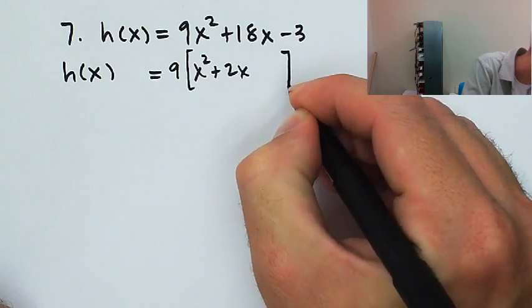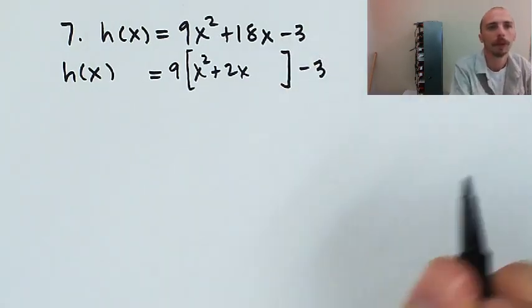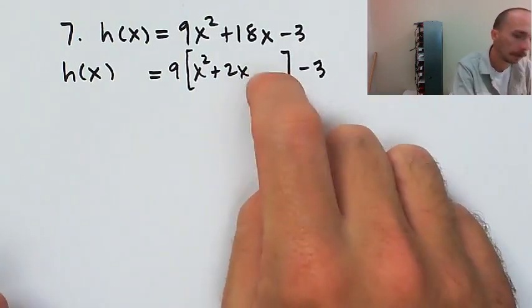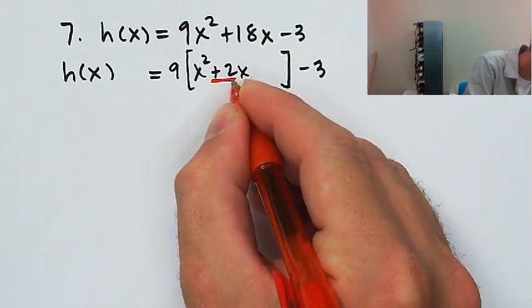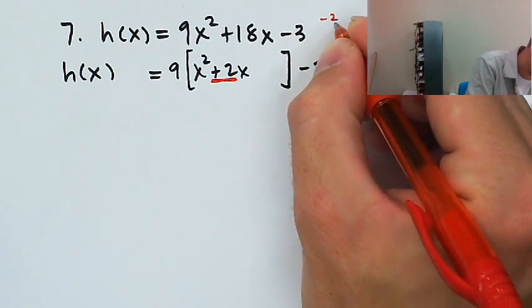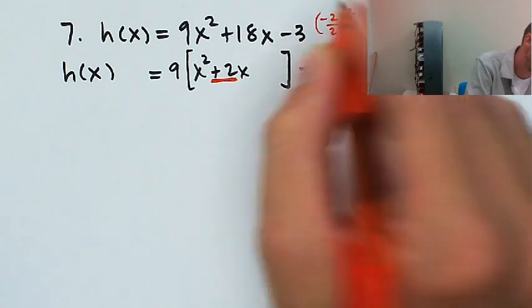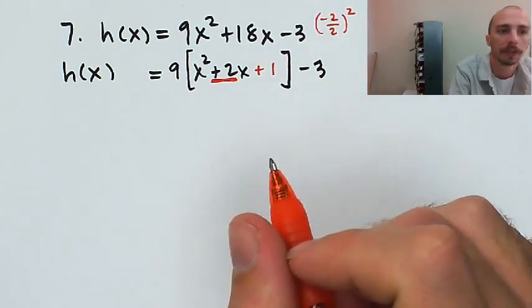Okay, and then I'm going to leave space to turn this into a perfect square, and then I still have that minus 3. I haven't changed that. Okay, so now I have to think about what number I'm going to add here to make this a perfect square. I'm going to take that positive 2, and I'm going to divide it in half. And then I'm going to square it. Okay, so I have negative 1 times negative 1. That's positive 1.